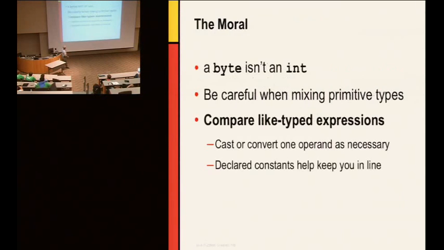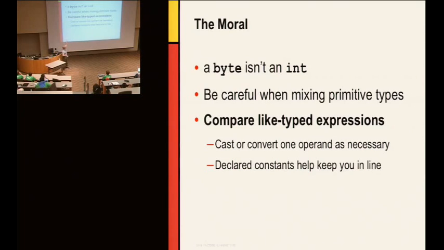So what can we learn from this one? A byte is not an int. Be careful when mixing primitive types. The compiler will convert them. It may not convert them in the way that you want. It's well specified in the Java language specification. It's called primitive widening conversions. But who remembers all that stuff? So always compare like-typed expressions, cast or convert one operand as necessary, and an easy way to get the compiler to remind you to do this is to replace that magic number with a properly named variable.